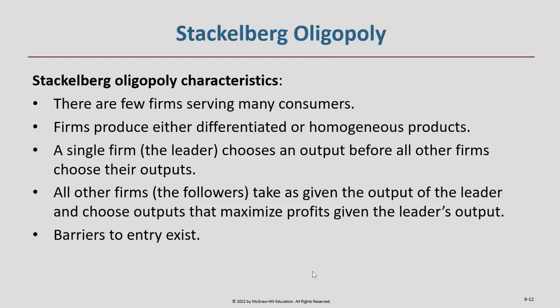So the price leader chooses its output, and then all other firms take what's left over and act as Cournot oligopolists. And there are barriers to entry. So the long-run equilibrium of a Stackelberg oligopoly is that profits will be greater than zero.